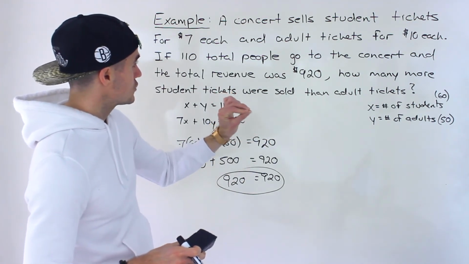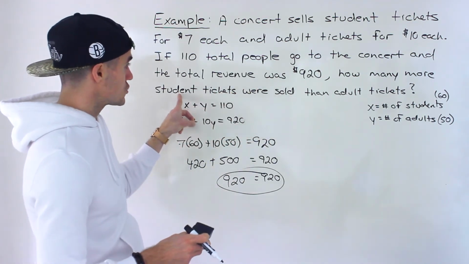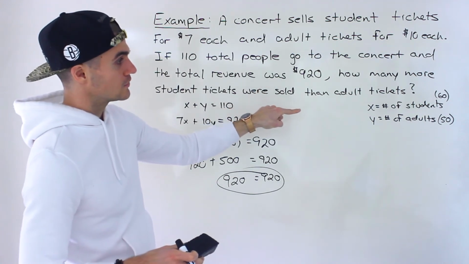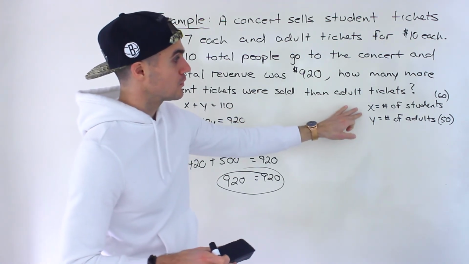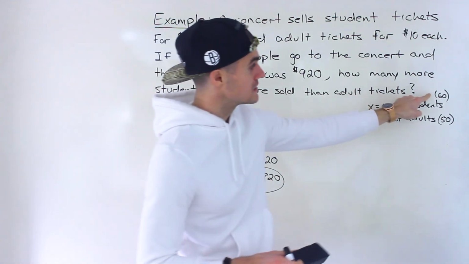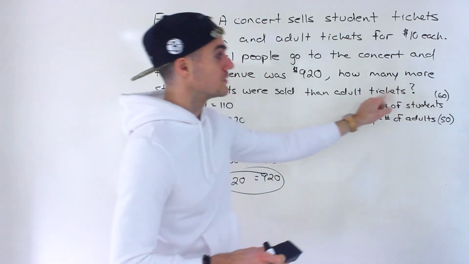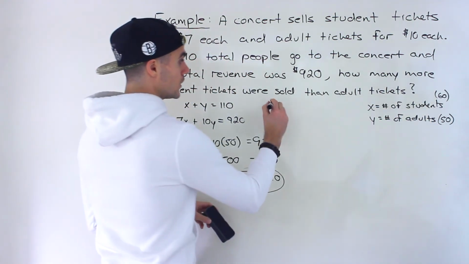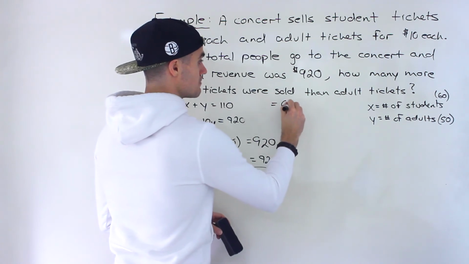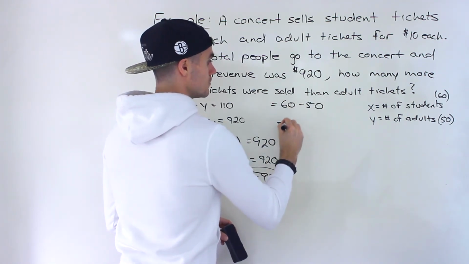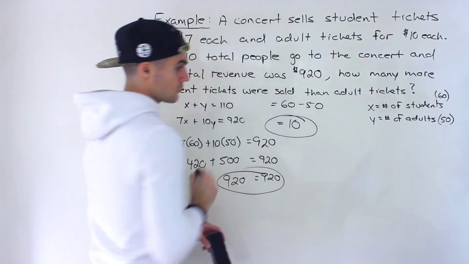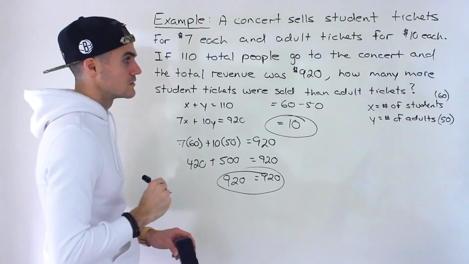However, you got to read the question very carefully. How many more student tickets were sold than adult tickets? They're not asking for each number. They're saying how many more student tickets were sold than adult tickets. So the difference between them, which would equal 60 minus 50, which would be 10. So that ends up being the final answer to this question.